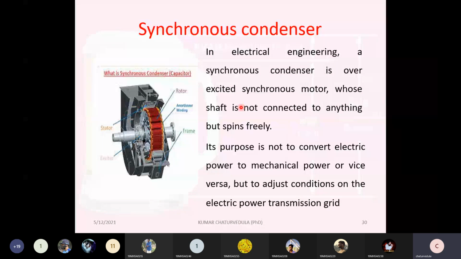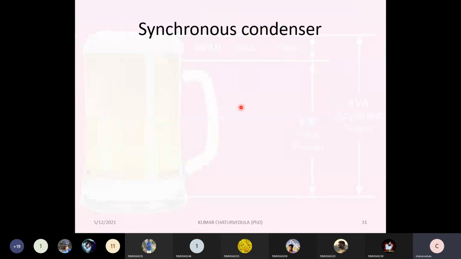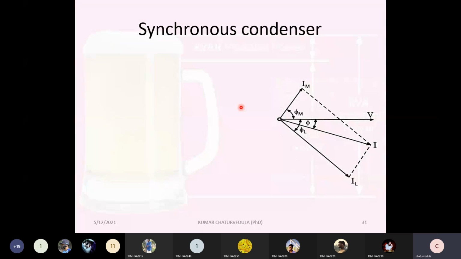Its purpose is to convert electrical power to mechanical power in general, but here we are not going to do that. The purpose is not to convert electrical power to mechanical power, but to adjust the conditions. Based on the conditions, it is going to adjust itself. Now, the phasor diagram of the synchronous condenser will be shown like this.